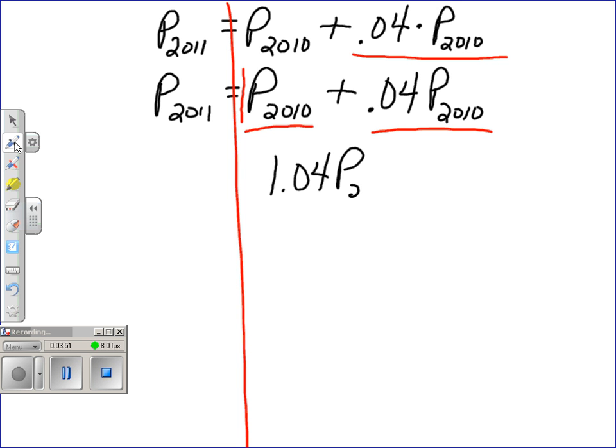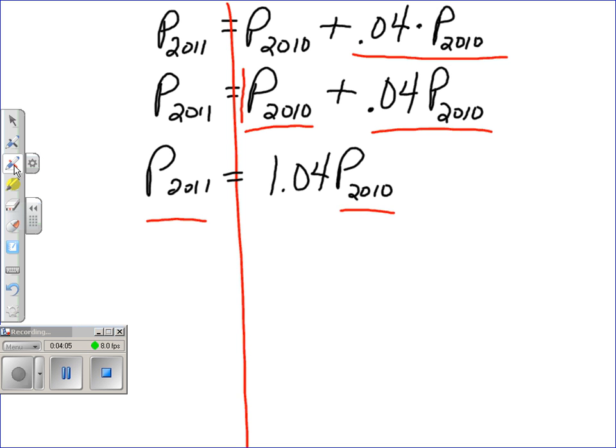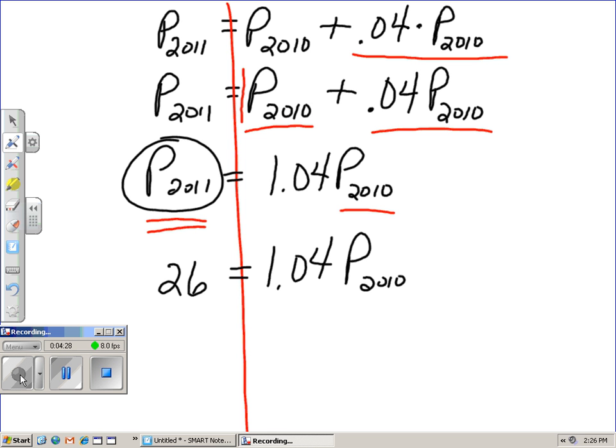I'm going to go ahead and put the label on it, and bring down price for this year, 2011. Now at this point I'm kind of stuck. I have two variables, which is never good. Okay, there's a variable and there's a variable. I have two unknowns. That's never good. So at this point I would go back to the problem and reread it and see if there's any information I missed. Well, they did tell us that the price this year, that's 2011, is $26. So I'm going to replace the 2011 price with what it is, $26, and bring down the rest. So now I have $26 equals 1.04 times the price last year.